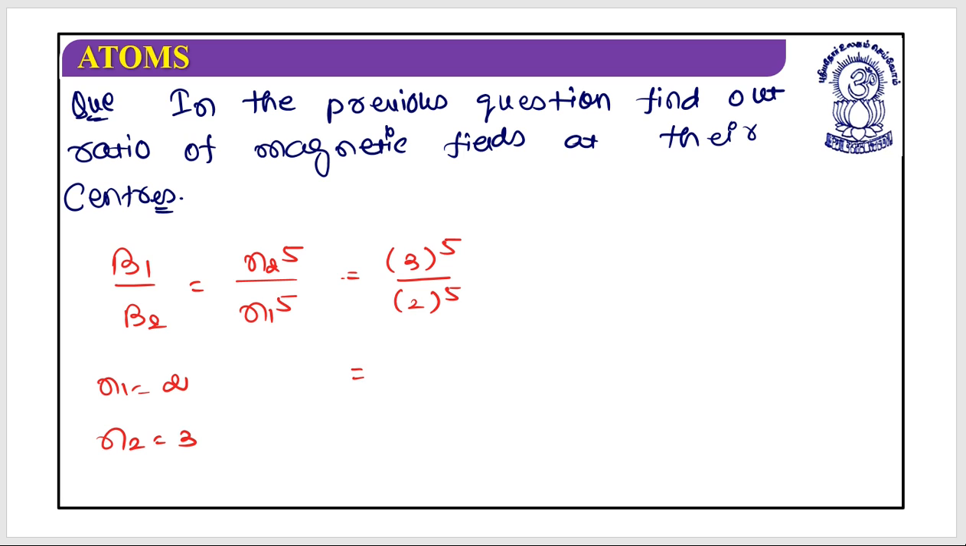When I say 3 to the power 4, it's 81, into 3, because it's 3 to the power 5. And 2 to the power 5 is 32. So 81 times 3 is 243, divided by 32. This is the ratio.